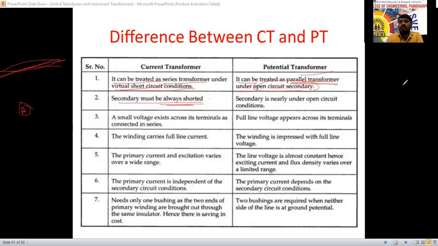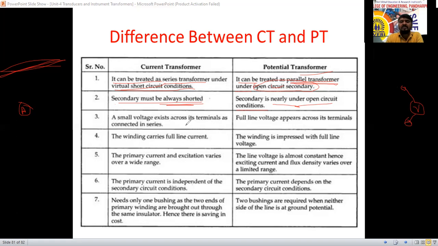But here the voltage across these two points we have to measure. So the voltmeter we are going to connect at these 2 points, and the voltmeter we are using has very large resistance over there. So it will always act as an open circuit here. See, the secondary is nearly under open circuit conditions here. It is under open circuit condition, that is what we call it.